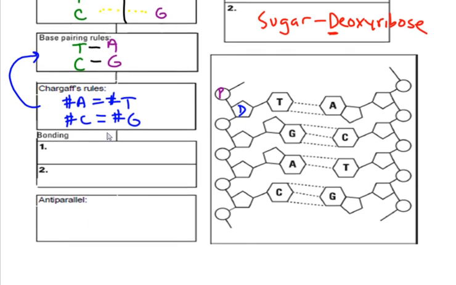We have 2 types of bonds. Within a DNA structure, you have your hydrogen bonds, and these are going to be between your nitrogen bases. And then you also have covalent bonds, and these are going to be between your sugar and phosphates.